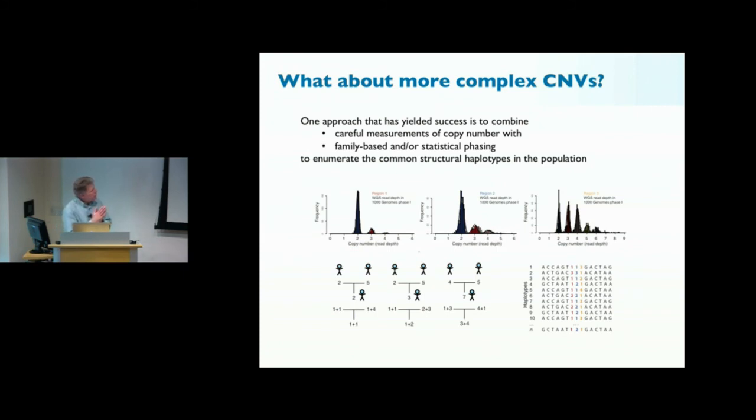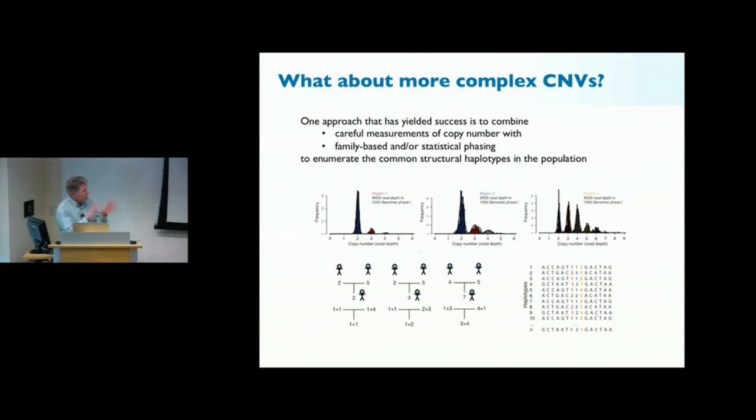That we've also taken a look at a lot in our lab is more complex CNVs, not just these large rare deletions and duplications, but what about these complex and multi-allelic copy number variants? One of the approaches that's yielded some success for us is to combine several techniques. First, we take very careful copy number measurements at the locus, and we figure out where the segments are that are changing in copy number.